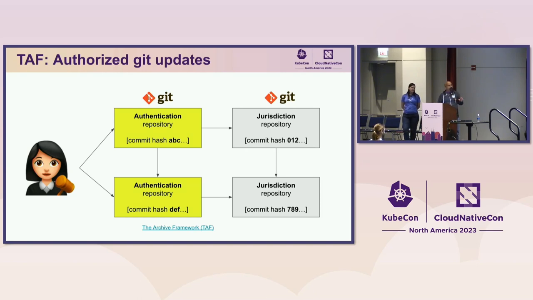So the idea here is that different jurisdictions would manage their own Git repositories for legal documents. And clearly, the commit tree evolves over time. What you're using TUF for here is to secure yet another Git repository, called the authentication repository, that would point to the latest heads of each of these jurisdiction repositories. And that's secured by TUF. So different pointers to different Git repositories over time. So that's TAF for short.